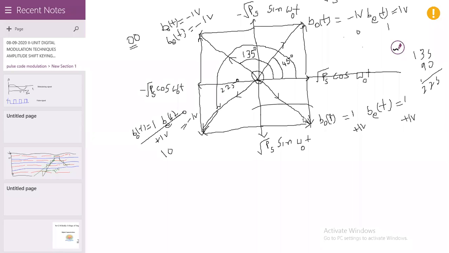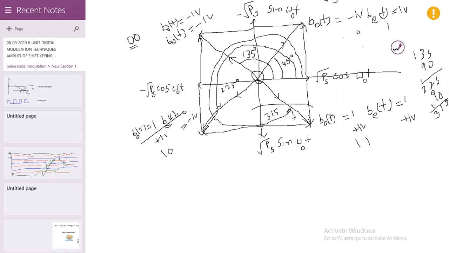And again for this case, for the reference, this is 1 1 logic. The change of the carrier phase is 225 plus again 90, that is 315. That is 315.